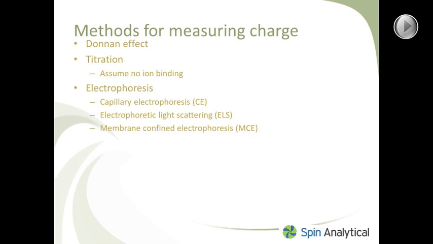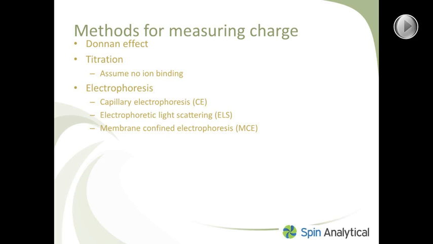There are a number of different ways of measuring the charge on proteins. You can use the Donnan effect, or you can use titration. Both of these require large quantities of material, and they both make an assumption about ion binding. You have to go back and measure, for example, in the Donnan effect, the displacement of other ions across the membrane to make sure that the charge that you're calculating based on the Donnan effect is the correct charge. In general, the most general way of measuring charge is using electrophoresis.